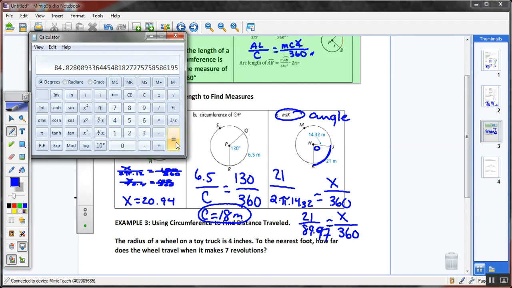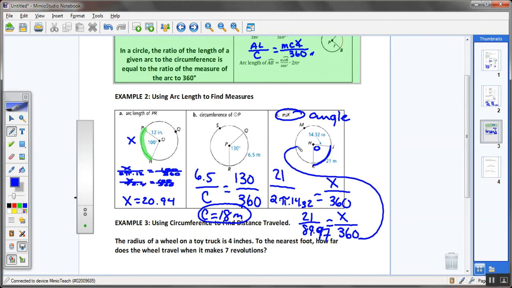Okay. So the measure of this arc angle right here in terms of degrees would be 84.03 degrees. Again, really what you need to remember is this. Arc length is to circumference as your arc angle or central angle is to 360. If you can just remember that today, I think you'll be in great shape, all right?